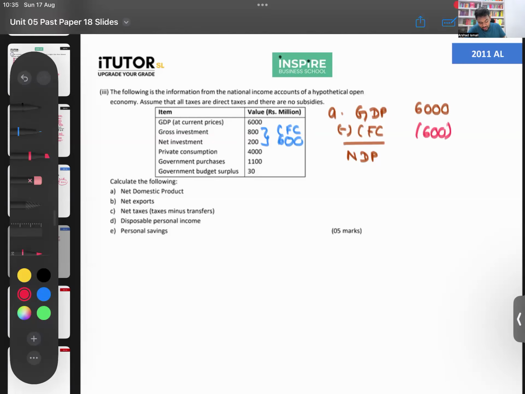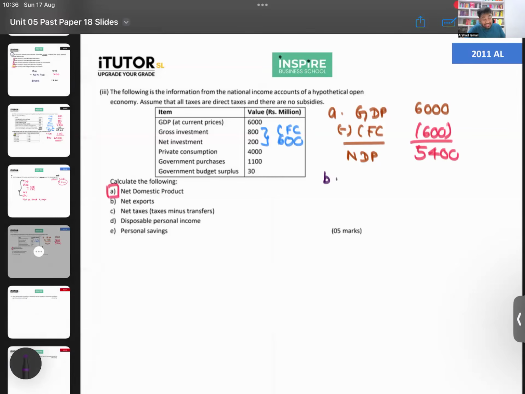How much is your net domestic product? Net domestic product would have been 5,400. That is part A. Then question B. Question B is saying net exports. So we'll see how to get that. Now here, you have all the components of GDP. You just don't have net exports.